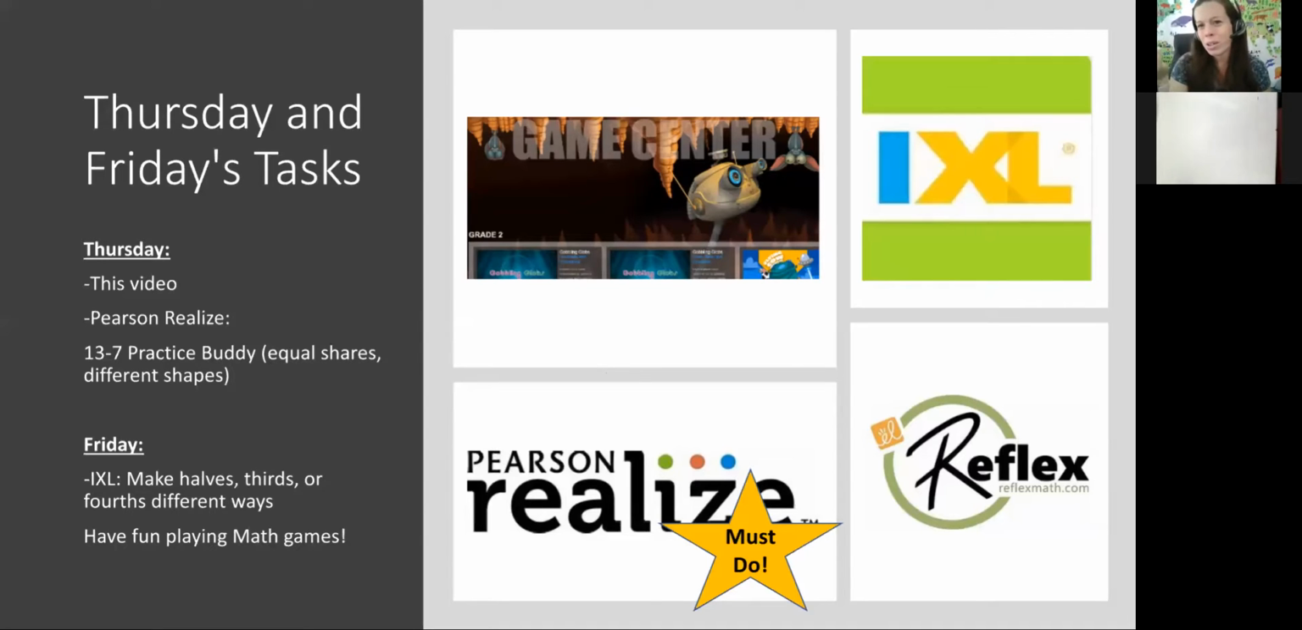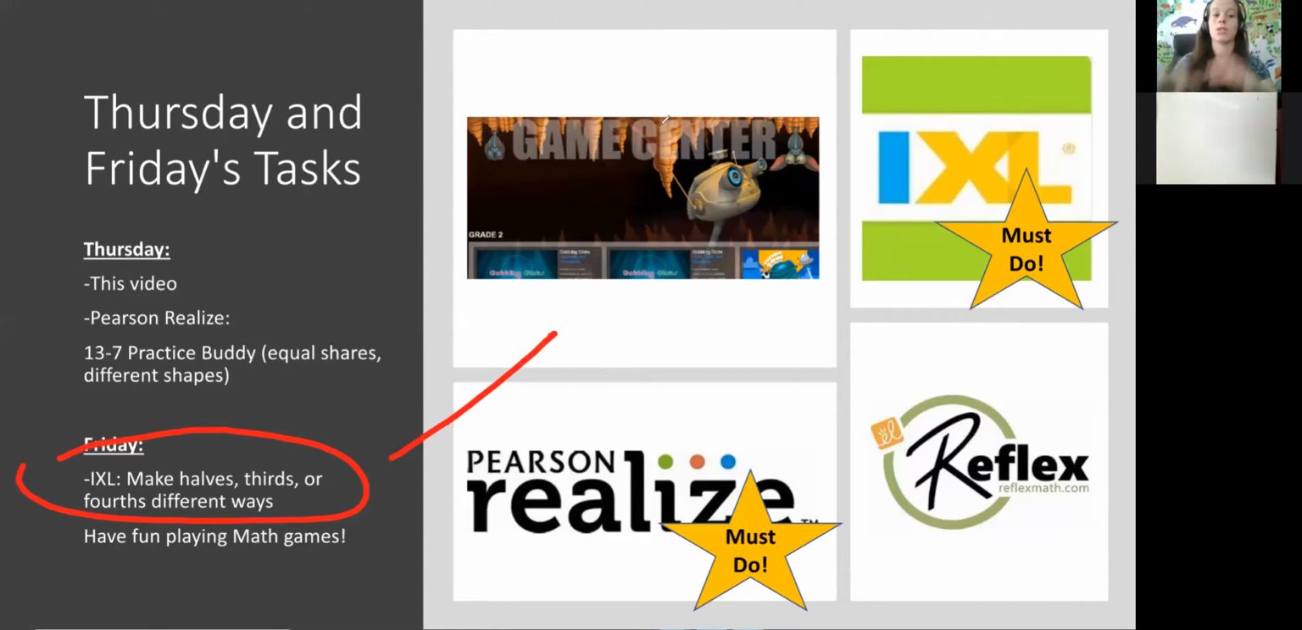And then tomorrow, just go enjoy working a little bit on IXL and then have fun playing some math games. You can go on Reflex or any of those games on Clever, all right? IXL, it's gonna be the assigned lesson, all right? Don't just click on random lessons on IXL unless you did this one first. You'll see it as a recommended lesson that you do need to do.